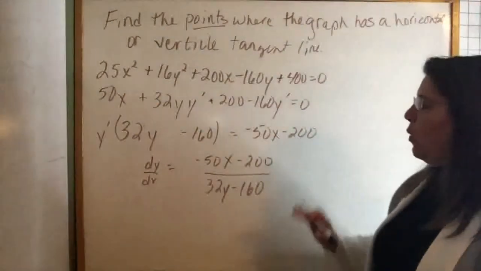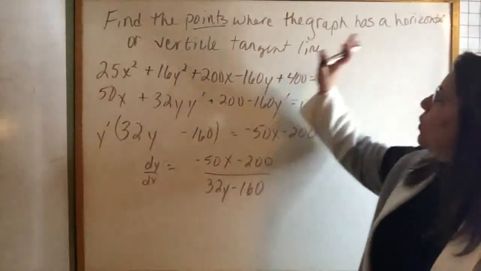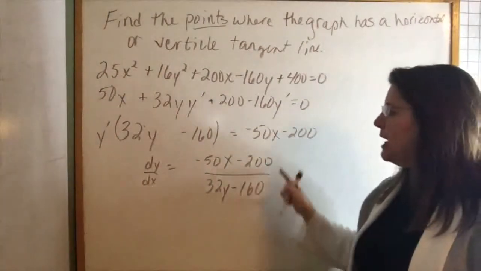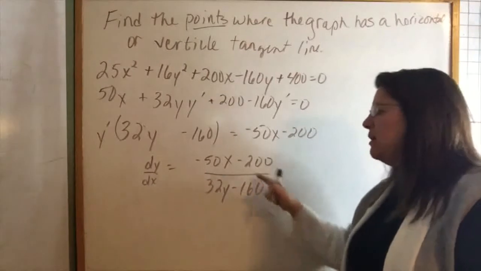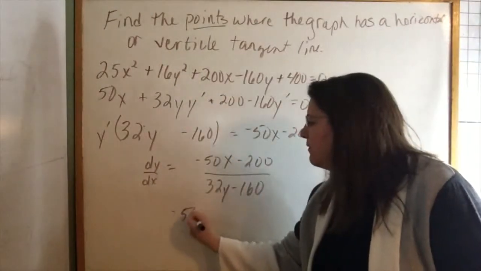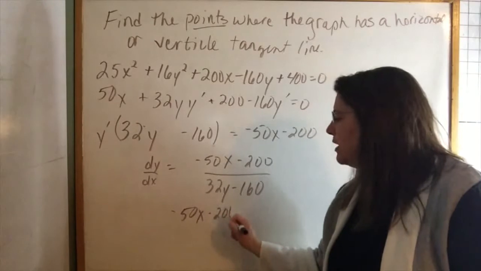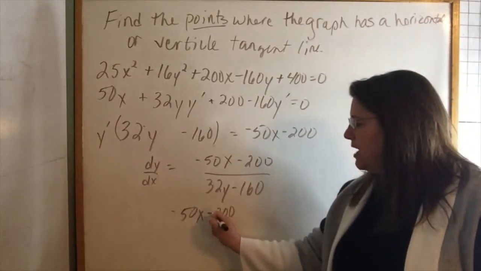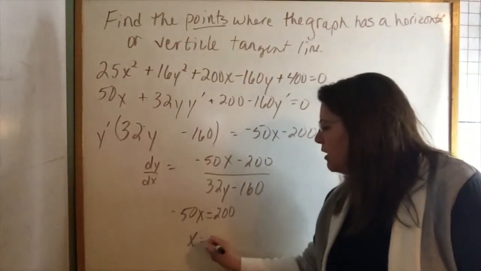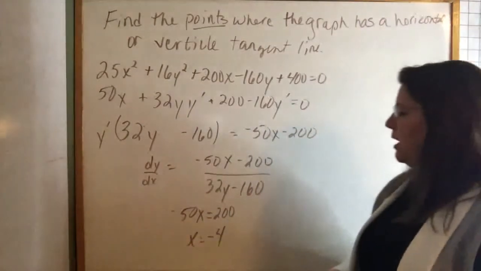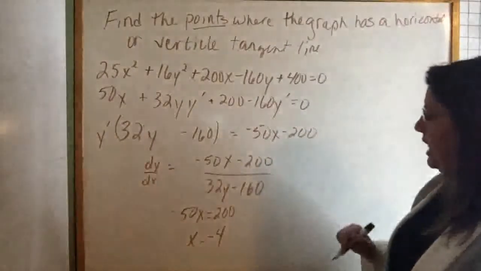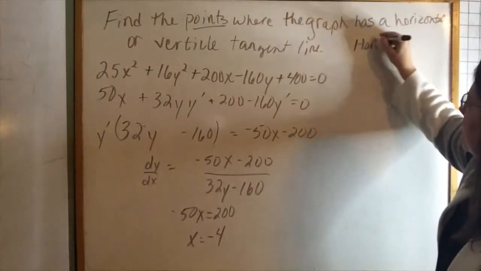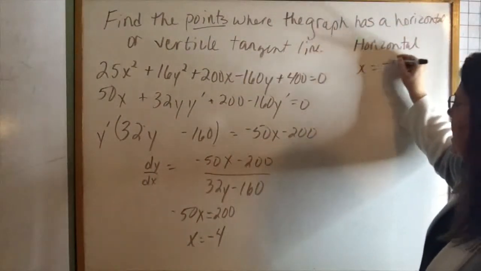In order to figure out where this thing has a horizontal or a vertical tangent line, for the horizontal tangent line, we would set this whole thing equal to 0. Now, if you do that, the denominator is going to cancel out, leaving us with negative 50x minus 200 equals 0. So negative 50x equals 200, so x would equal negative 4. So for the horizontal tangent lines, that will happen when x equals negative 4.